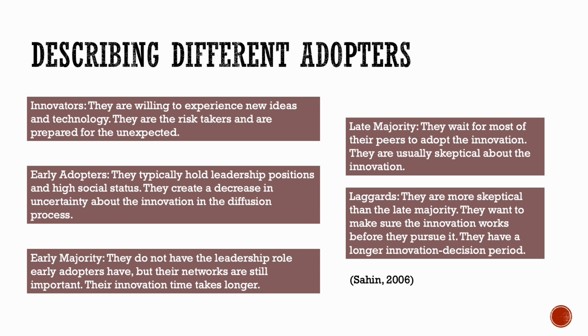The early majority do not typically have leadership roles like the early adopters have, but their networks are still strong. So they're the social network. They're the ones reaching out to the other faculty and staff in the district to show what each technology has to offer and why they should use it.